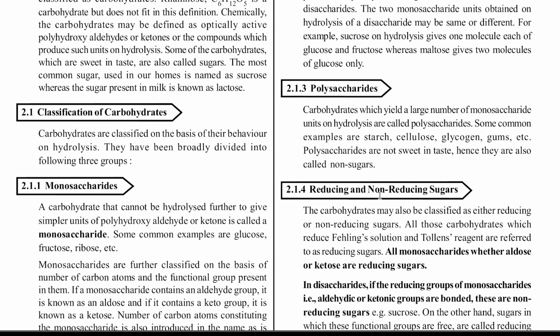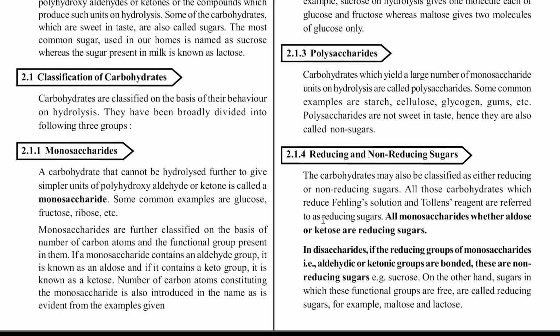Now, reducing and non-reducing sugars. Carbohydrates may also be classified as reducing or non-reducing. It is based on whether they get oxidized by Fehling's solution or Tollens' reagent, which we have learnt about previously in the chapter on aldehydes, ketones and carboxylic acids.